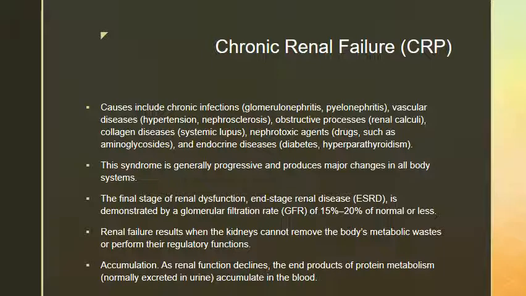Again, affects all body systems. The final stage of renal dysfunction is end-stage renal disease, and it is demonstrated by a glomerular filtration rate of less than 15 to 20%. I just remember 15%. Basically, renal failure is when the kidneys can no longer remove the body's metabolic waste products and they can't perform their regulatory functions, so something has to be done. And in this case, we usually will provide dialysis to these patients. Accumulation, as renal function declines, the end products of protein metabolism, BUN, creatinine, accumulate in the blood.